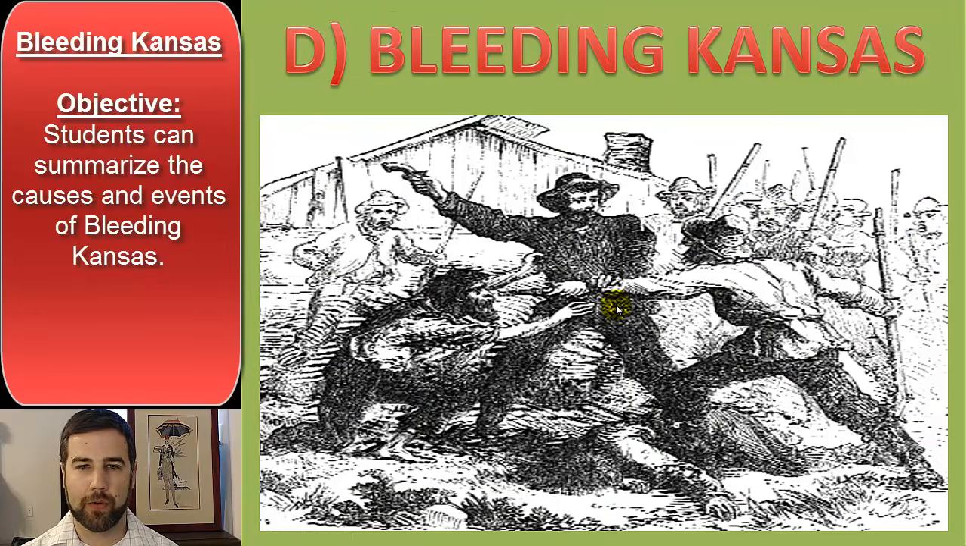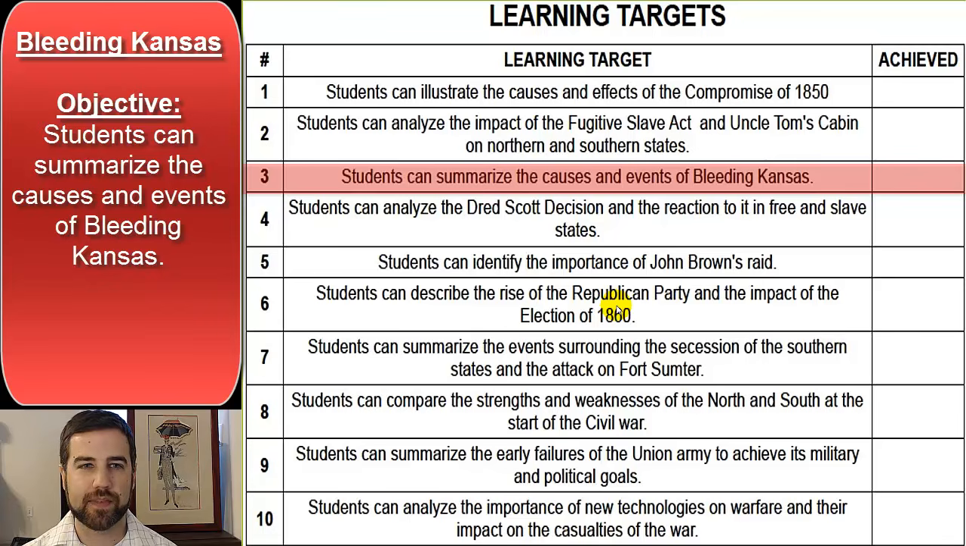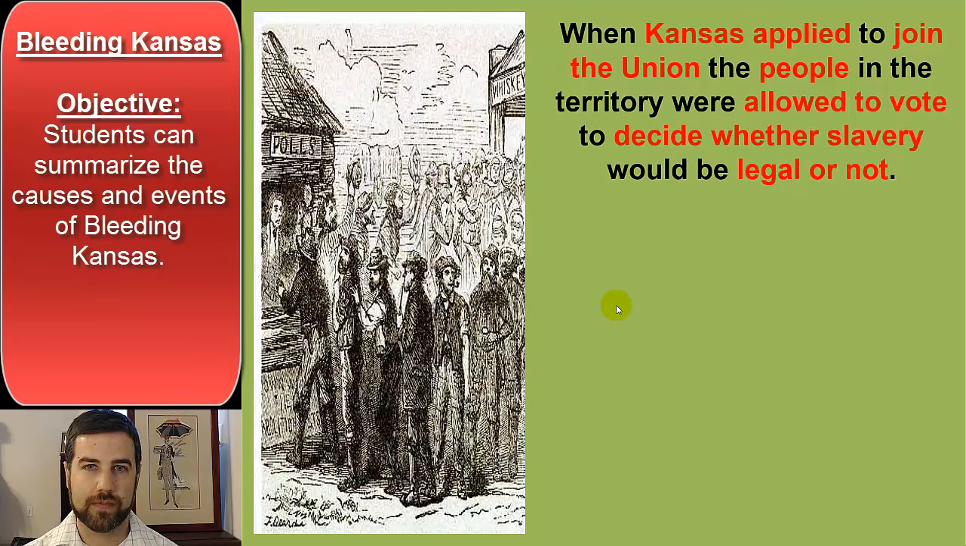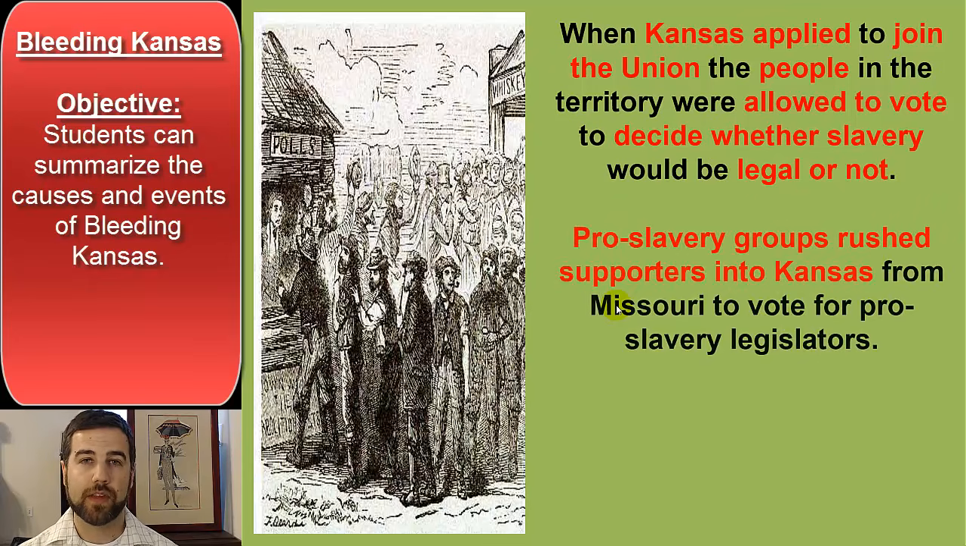So let's look a little bit more here at Bleeding Kansas and what's happening there. So you can see in this picture here some different weapons that people are using. And the main objective you should know is that, students, you should be able to summarize what were the causes of Bleeding Kansas and what events took place during it. So as I was mentioning earlier, when Kansas applied to join the Union, the United States, the people in the territory were allowed to vote to decide whether slavery would be legal or not. So that's called popular sovereignty.